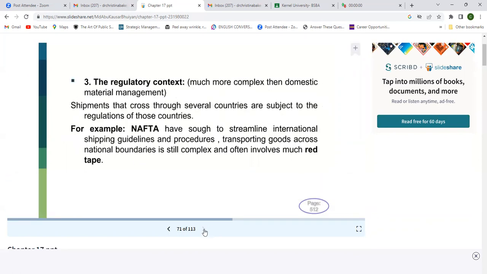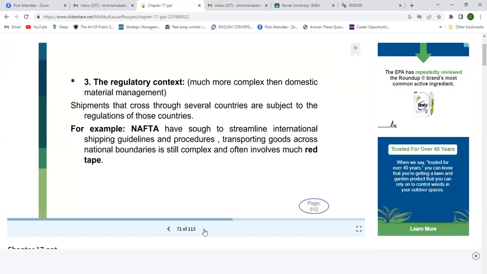In the regulatory context, much of the complexity comes from the fact that international shipments cross through several countries and are subject to the regulations of each country. For example, NAFTA saw streamlined international shipping guidelines and procedures. Transporting goods across national boundaries is still complex and involves much red tape.